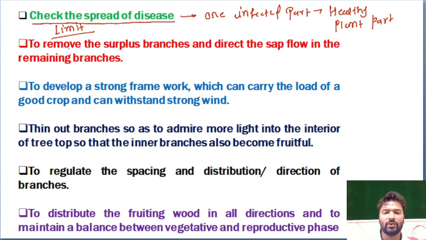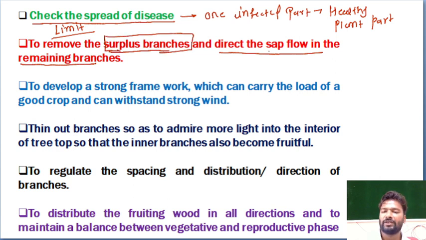Next, to remove the surplus branches and direct the sap flow into the remaining branches. So what do we do with the photo assimilates? If you remove the surplus branches, then the sap flow will move towards your main branches. So our motto is the transfer of sap only into the main branches.